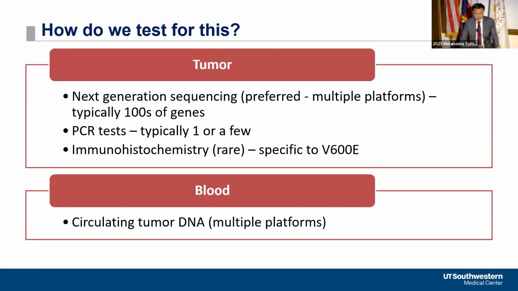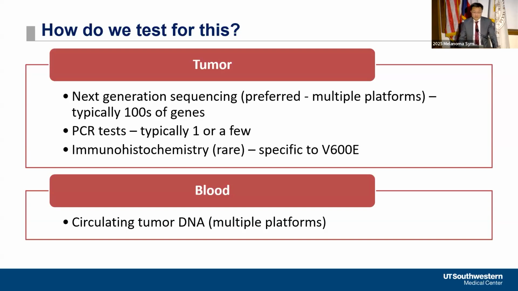So how do we test for this? There's actually been a refinement in the way that we test for these mutations. It used to be that we would test only in the tumors that were either biopsied or removed, generally with something called a PCR test, and initially we'd only test for BRAF V600E or V600K. Over time, we've developed newer testing platforms, something called next generation sequencing or NGS. These platforms are preferred because we're now able to test not only those mutations, but hundreds of other potential genes and mutations that may be future targets or targets that you could be a part of a clinical trial.